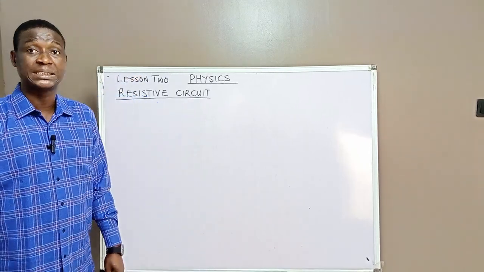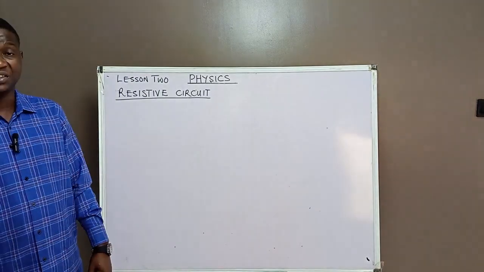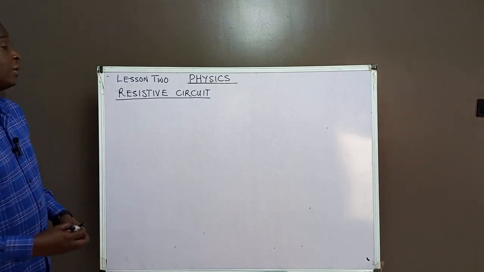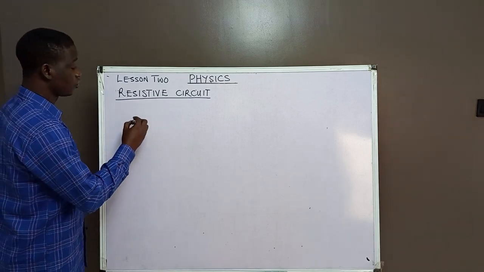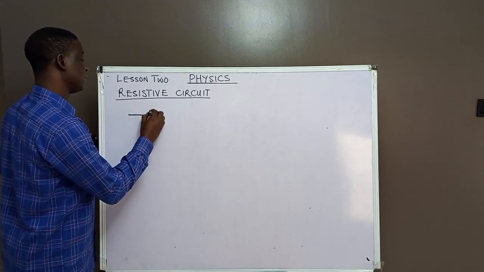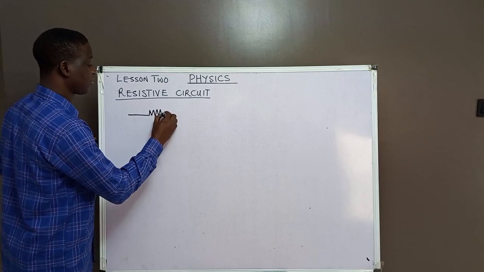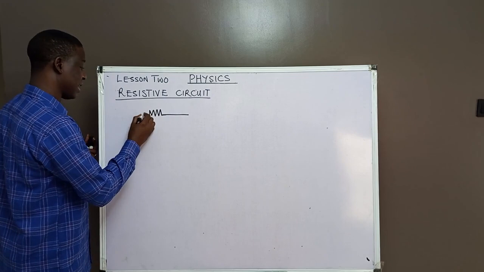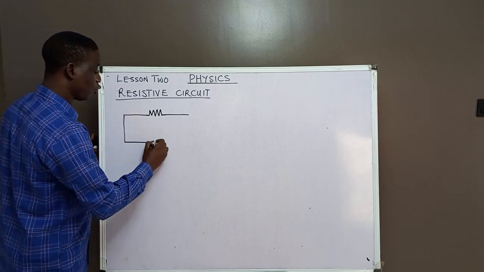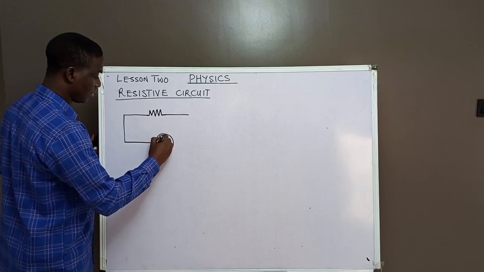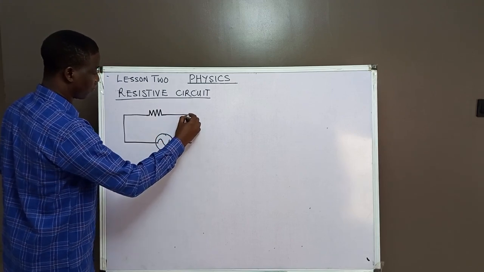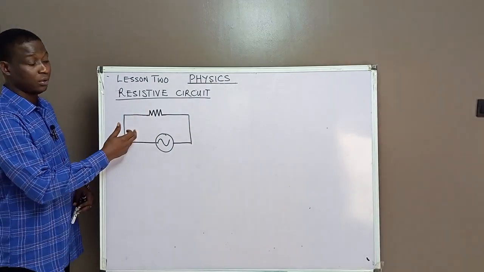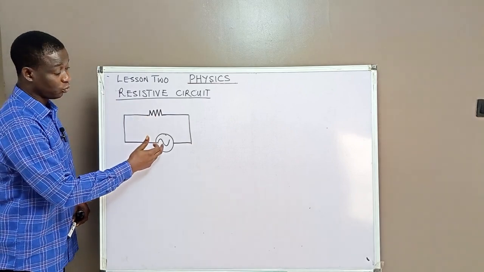Today I'll be discussing resistive circuit under AC, which is lesson 2. Go and watch our lesson 1. Now, in this lesson 2, we talk about resistive circuit. This is a resistance. So it's a circuit that has a resistance connected to an AC circuit or AC source. So this is a good example of it. This is a resistance or a resistor connected to an AC.